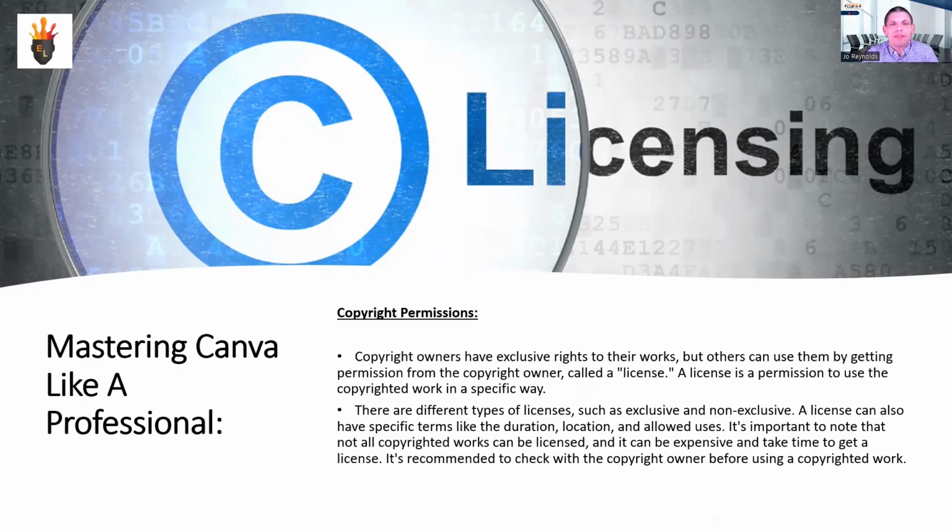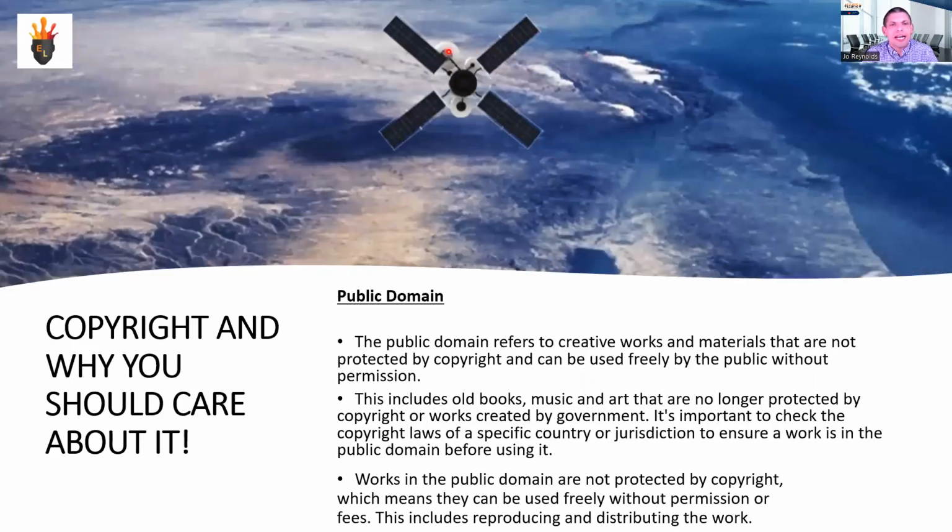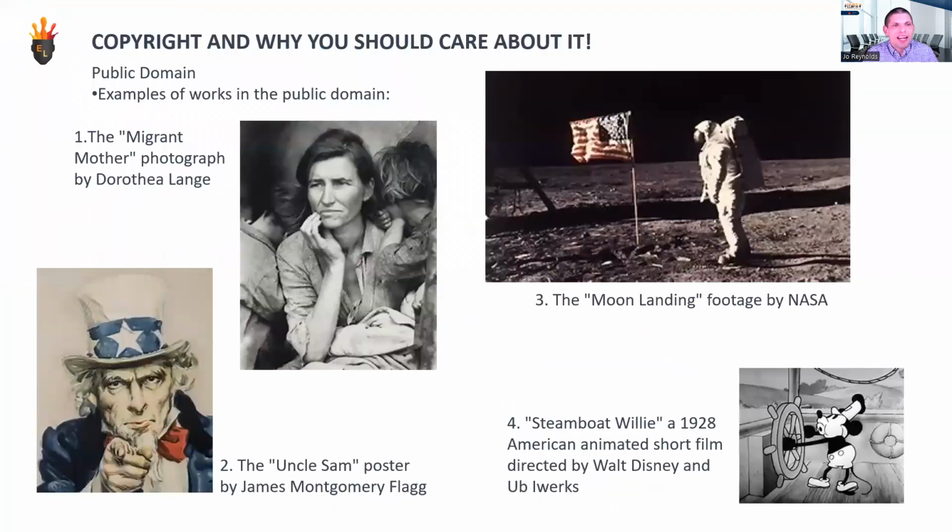But I mentioned this public domain. This is where images that are outside that copyright law, very old images, or sometimes government images that are paid for by the taxpayers, are public domain. So satellite images or NASA images. Here are some good examples of public domain. The Migrant Mother photograph. This is an old one. The Uncle Sam poster. Yeah, that's pretty old. The NASA moon landing, right? That was done by NASA, so that's owned by the people.